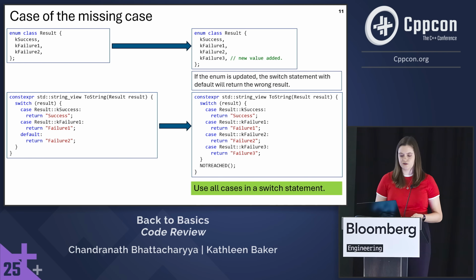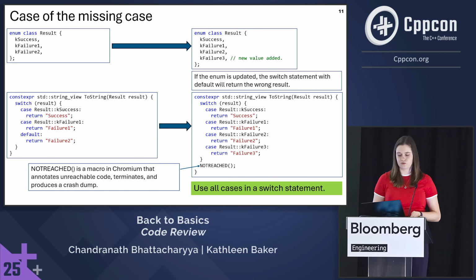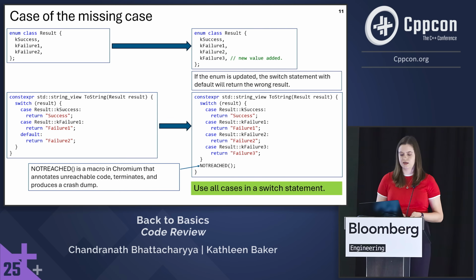So we can remove the default and add a case to handle each value of the enum in the switch. So now we're using all cases in the switch. At the end here, we have a macro to make sure that all cases are used, or all values in the enum are used. This is the NOTREACHED Chromium macro. It annotates unreachable code, and if it's hit, it causes a non-exploitable crash and creates a crash dump. So you might have something similar in your own code base as well.